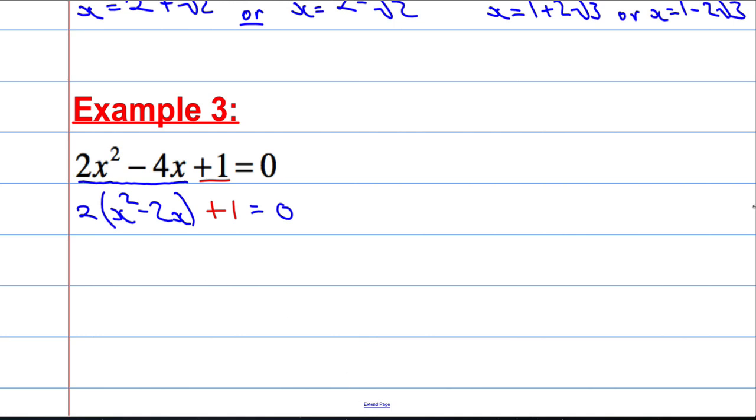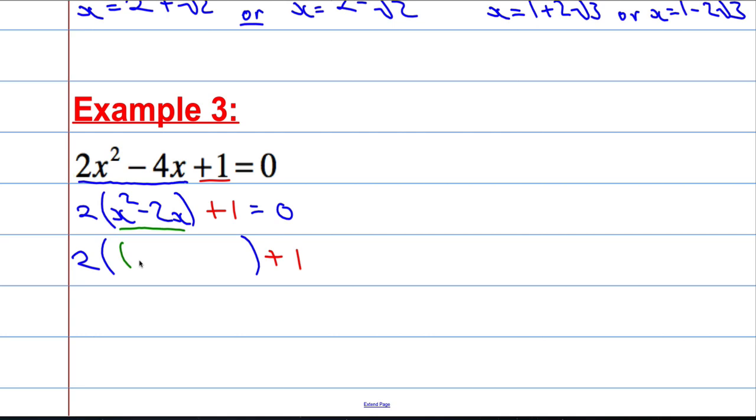Now what I'm going to do is complete the square. I'll use green for this. I'm going to complete the square for this part. So let's leave the 2 outside for now. Open some brackets. We've got the plus 1 over here.